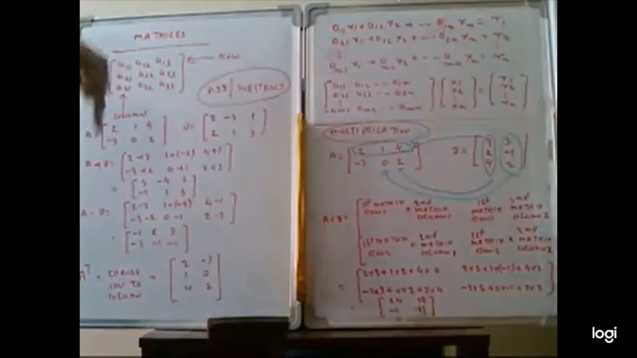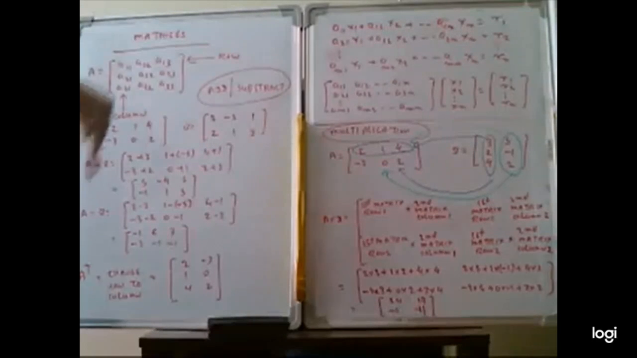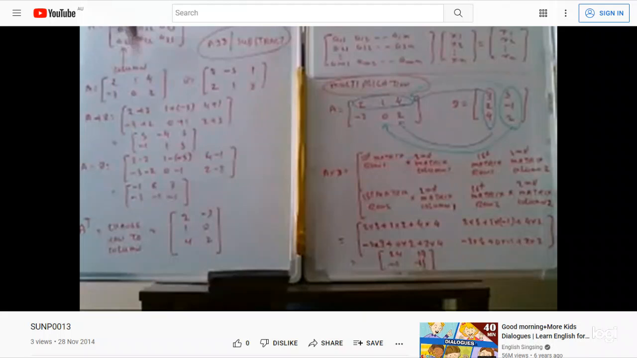So that was the rows. Now the columns. Column 1 is A11, A21, A31. Column 2 is A12, A22, A32. And column 3 is A13, A23, and A33. This is the row and column.